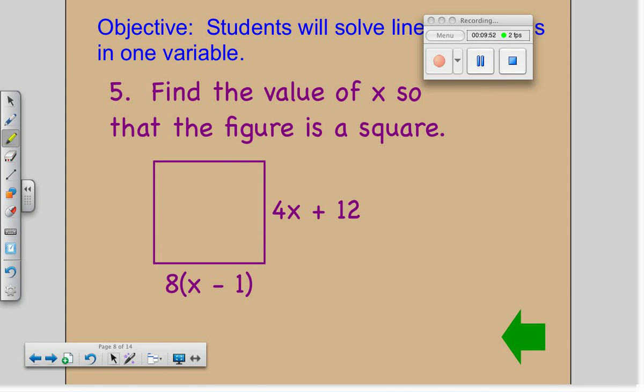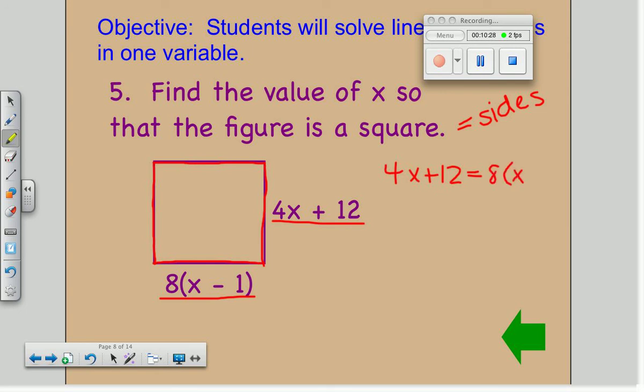Find the value of x so that the figure is a square. Square. What do I know about a square? I know all the sides are equal. Equal sides. That means this side is equal to this side, is equal to this side, is equal to this side. That means this side is equal to this side. This side, 4x plus 12, is equal to this side, 8 times x minus 1.